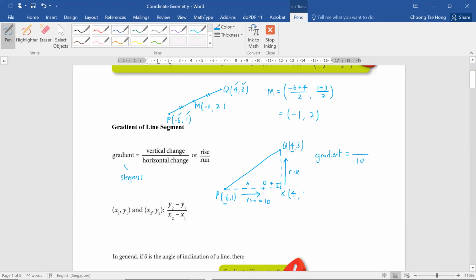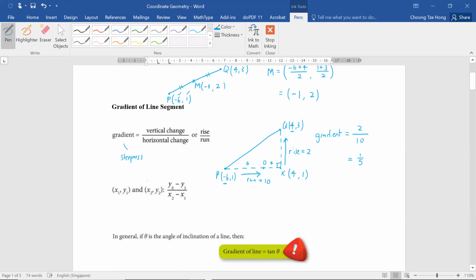Okay, so the y coordinate of x will also be 1. To go from level 1, just like if you are in a shopping mall, to go from level 1 to level 3, you will move up by 2. So the rise will be 2. If we calculate the gradient, then you will get a gradient of 1/5 or 0.2. So this is how we can calculate the gradient.